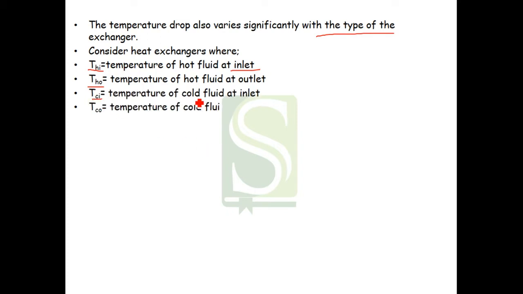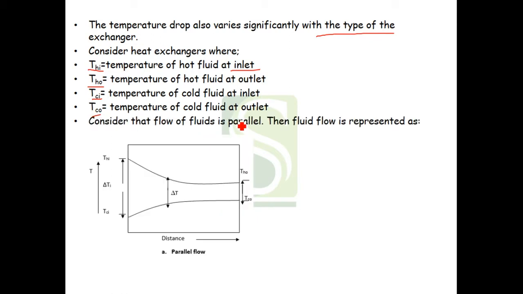Tci is the temperature of the cold fluid at inlet, and Tco will be the temperature of the cold fluid at the outlet. Okay. Now consider the following flow of the fluids. If the flow is parallel, then the fluid flow will be represented like this. Now you have to consider that you have two tubes. This is the inner tube and this is the outer tube, right?